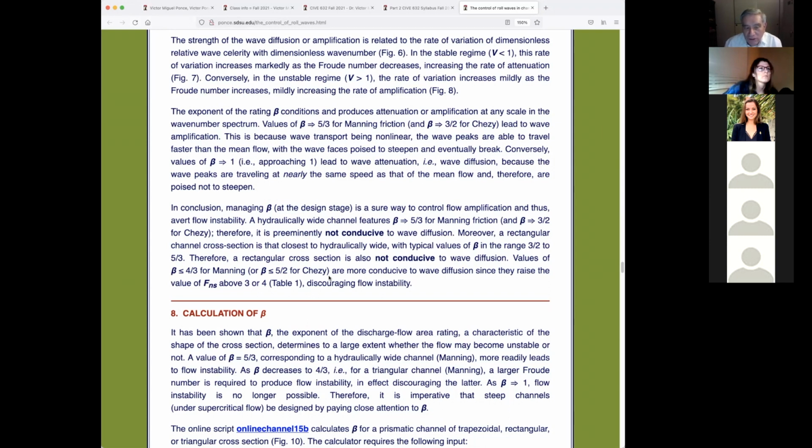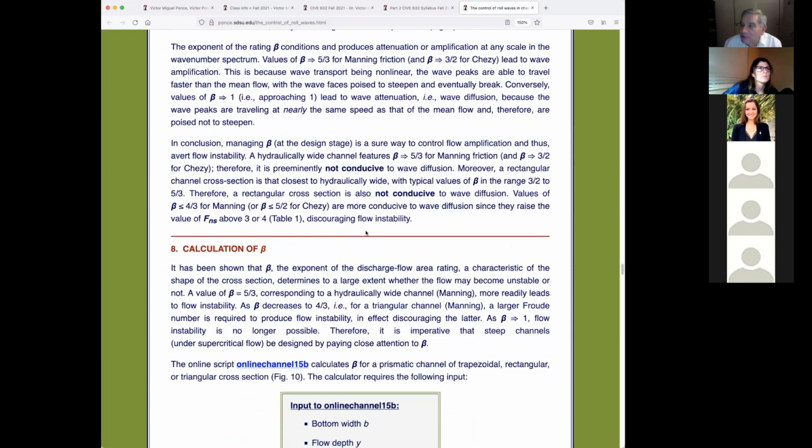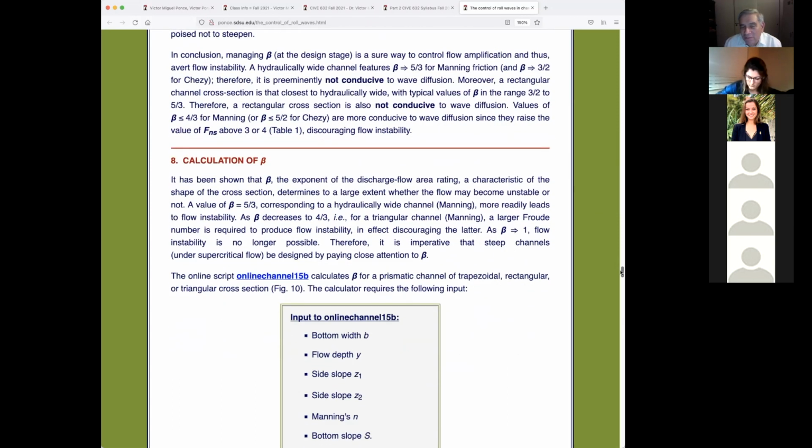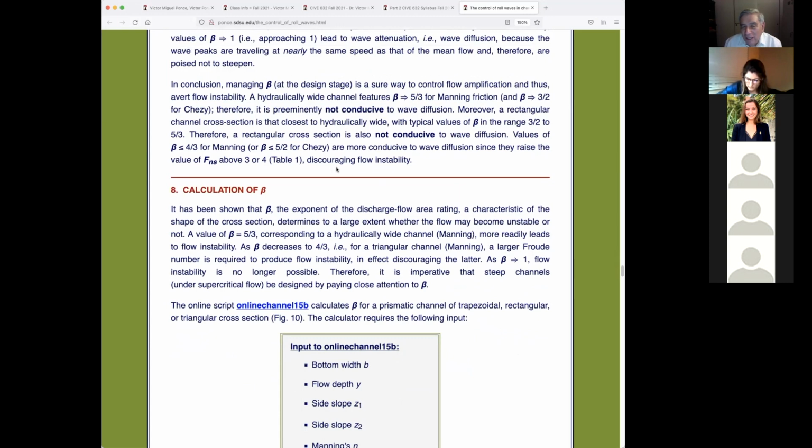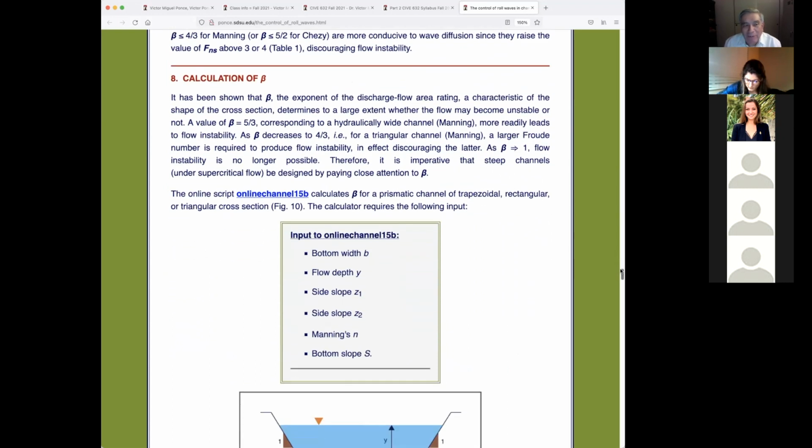Values of 4/3 or 5/2 are more conducive to wave diffusion since they raise the value of the Froude number above 3 or 4. For Froude numbers above 3 or 4, you have to have a very steep channel. Even the Bolivia channels didn't get there, I don't think we'll calculate that. The Bolivia channels are already very steep. So I submit that we're here at the practical ceiling. We probably wouldn't get to 5. If we wanted to get to 5, we would have to purposely or forcefully try to get to 5, and that in practice is not going to happen.